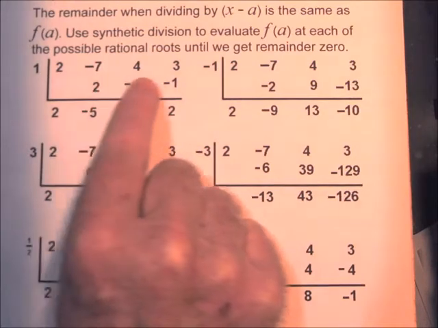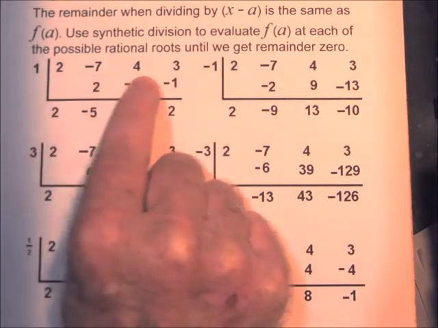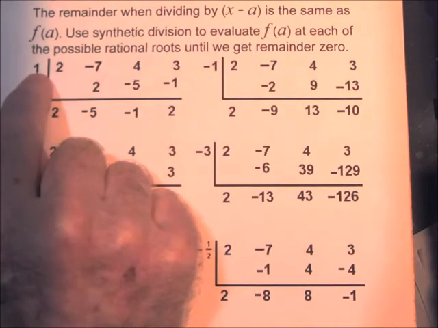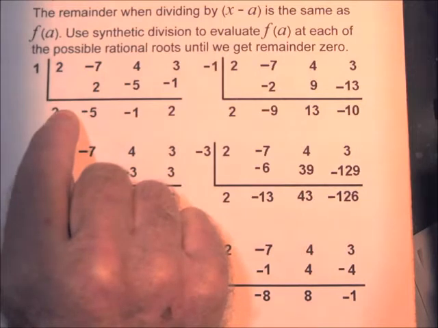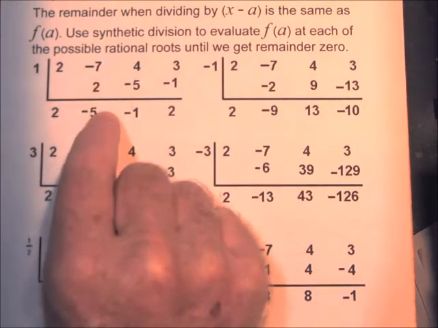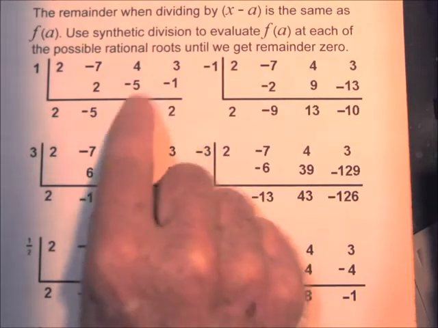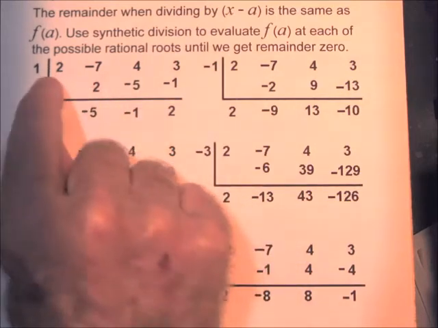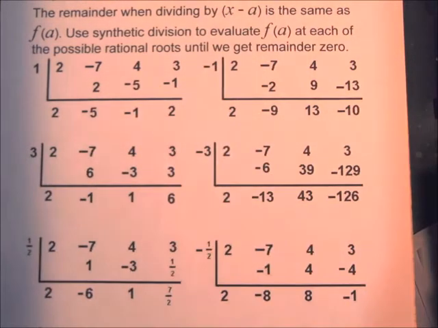So I'm writing the coefficients of the original polynomial on top: 2, negative 7, 4, 3. I'll start dividing by x minus 1, so I'm writing a 1 here. Bring down the 2. 2 times 1 is 2. Negative 7 plus 2 is negative 5. So you just multiply, add, multiply, add. Negative 5 times 1 is negative 5. 4 plus negative 5 is negative 1. Negative 1 times 1 is negative 1. 3 plus negative 1 is 2. So that didn't work. 1 is not going to be a rational root. That also tells us that f of 1 equals 2, and we're looking for f of something that equals 0. So you go through each of these.